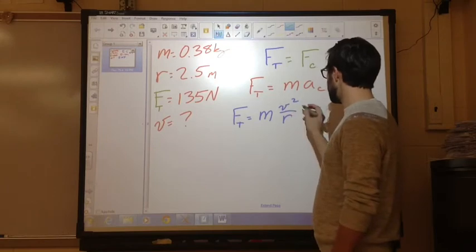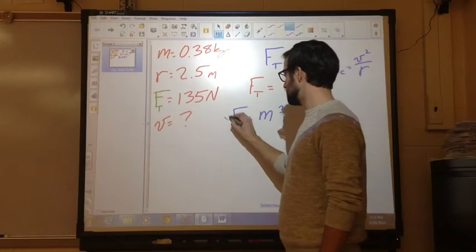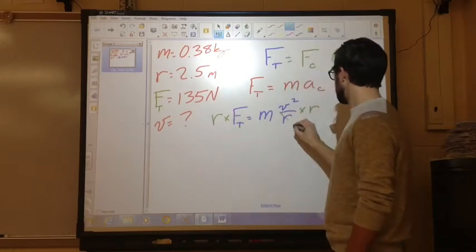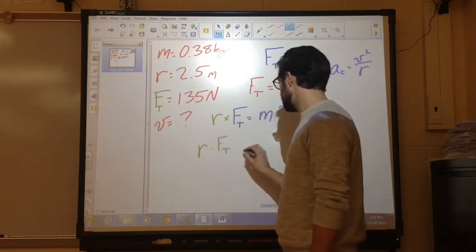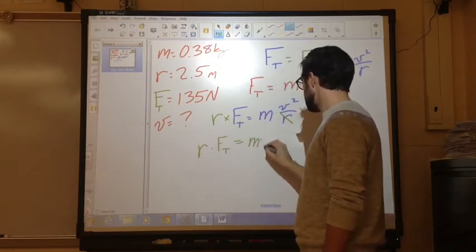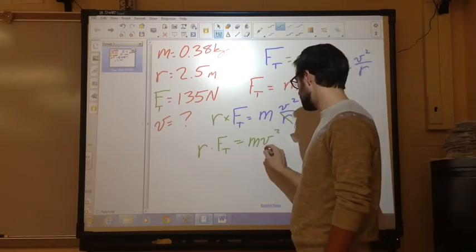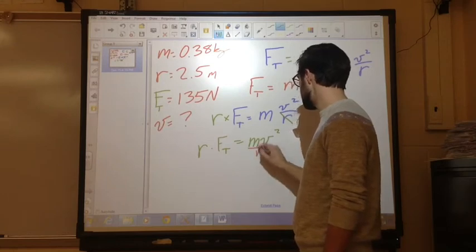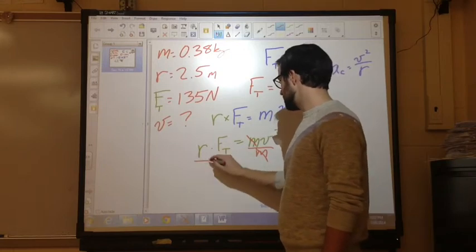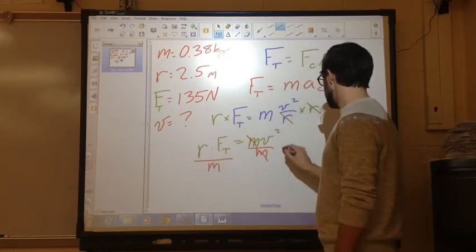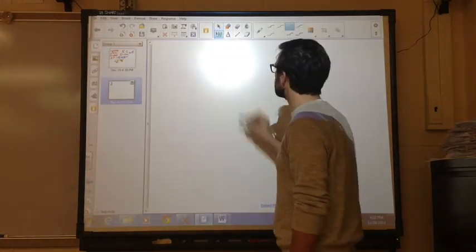We're trying to get v by itself. My first step would be to multiply by the radius. Yours might be to divide by the mass, that's okay. We'll cancel here, and we get the radius times the force due to tension is equal to mass times speed squared. Since our speed squared is multiplied by mass, we'll do the opposite and divide by mass. Mass divided by mass is 1, so it effectively drops out of the equation. What you do to one side, you do to the other. So then we get v squared equals this.